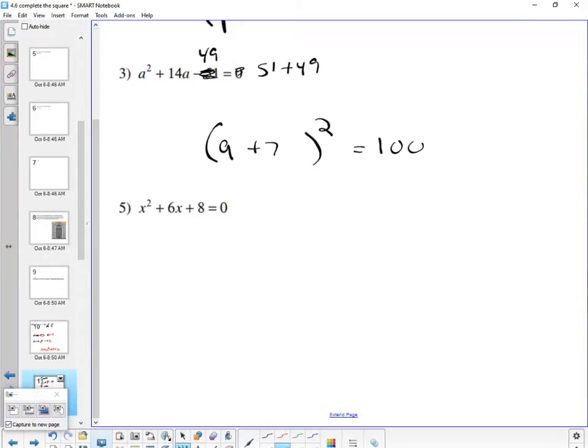Okay, on this one, I've got my negative 8 over here, correct? I kicked it over. Half of 6? 3. Ladies, what's 3 squared? 9. 9 wasn't there. I'm going to get 1. And then all I have to do is bring it over now. Okay? Can I write this down? Go ahead, and then I'll give you another one to do on your own.